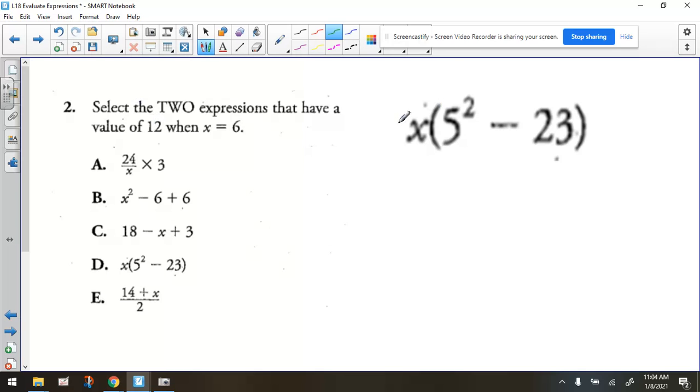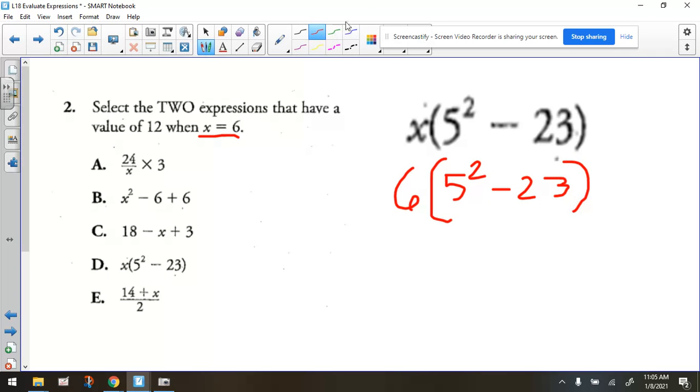All right, so if we take choice D to see whether or not when we evaluate for 6, do we get 12? Let's see how that works. You substitute in the value. See how here it says x equals 6? Instead of putting an x, we're going to put a 6. And did you know that this means multiply x times the stuff in the parentheses? So the stuff in the parentheses, again, is 5 squared minus 23.